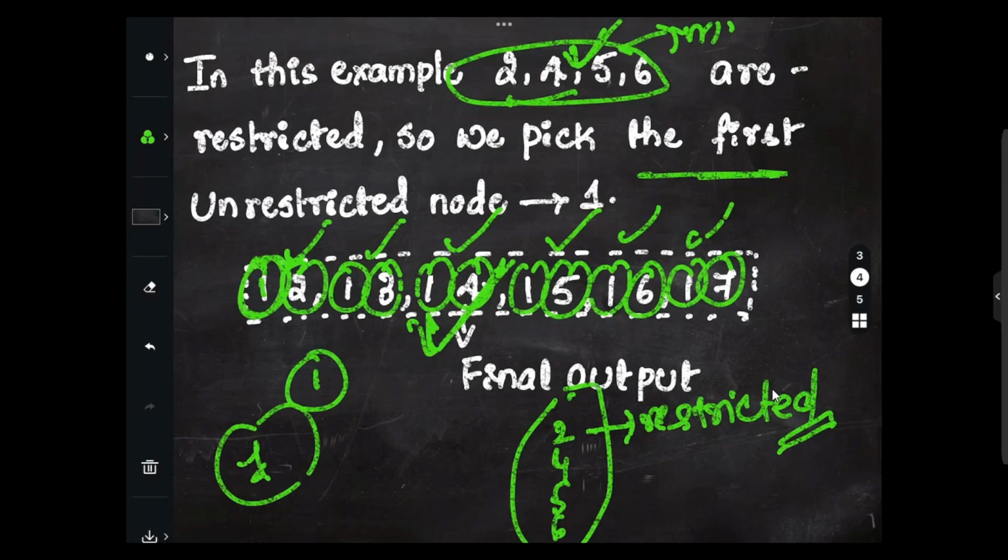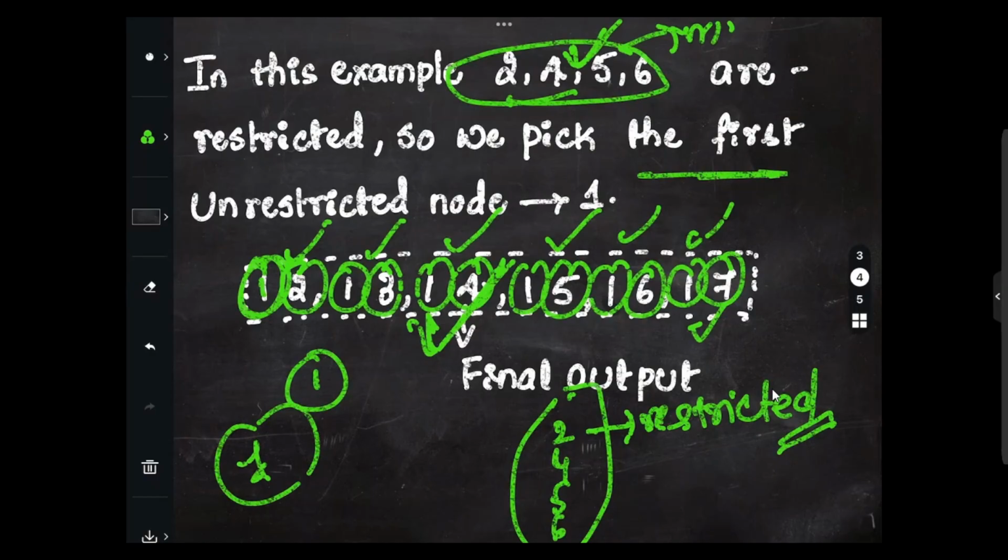So the output would be 1 2 1 3 1 4 1 5 1 6 1 7, right? So this is very simple to understand. I hope this question is completely clear, and I hope the approach part is completely clear along with this one question. Now, what shall we do?